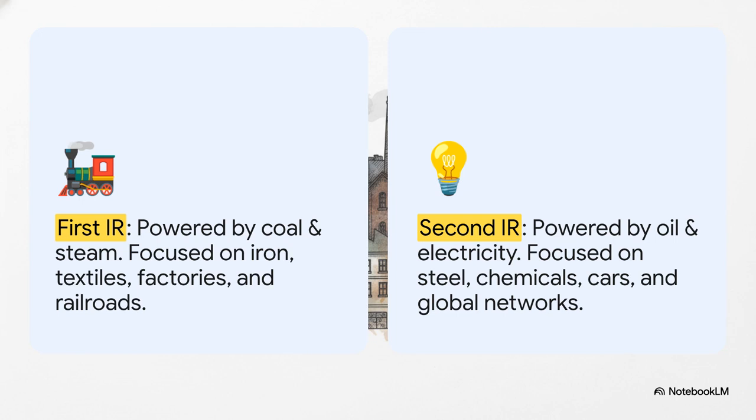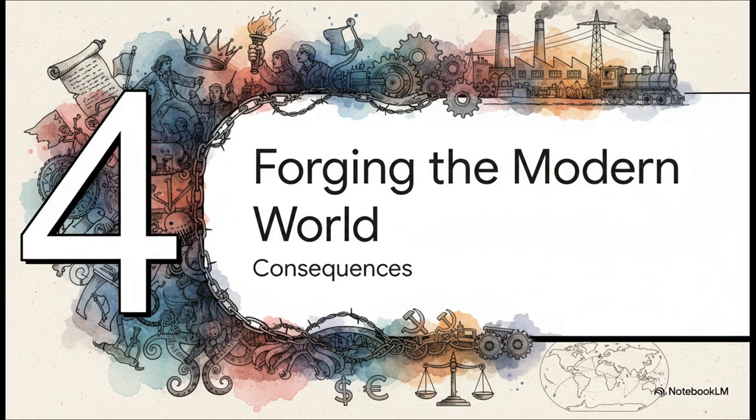Now, this revolution didn't happen all at once. It really came in two big waves. The first one is the one you probably picture: coal, steam power, iron, and textiles. Think classic steam engines and railroads. But then the second wave hits, and it's like a massive tech upgrade. Now we're talking about oil and electricity, building with steel, and creating a truly connected global network with things like the telegraph.